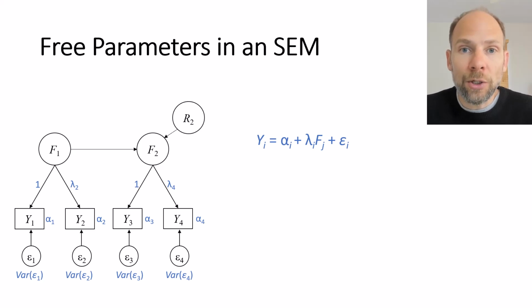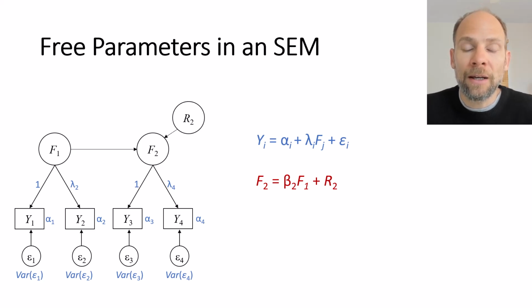Furthermore, we have a structural model in this latent regression, and the structural model here is also a regression that is given as f2 equals beta 2 times f1 plus residual r2. So that's the latent regression where f2 is regressed on factor f1 with a beta regression or path coefficient for the linear regression plus a regression residual. And so in this regression then, the beta is a free parameter, and the variance of the exogenous variable, the variable that serves as independent or predictor variable, and also the variance of the residual.